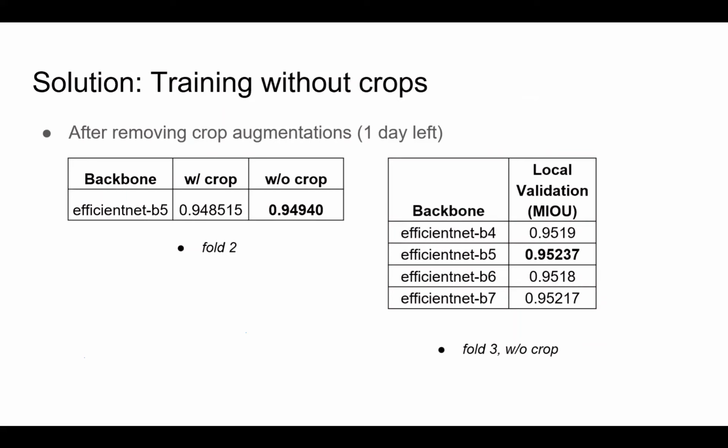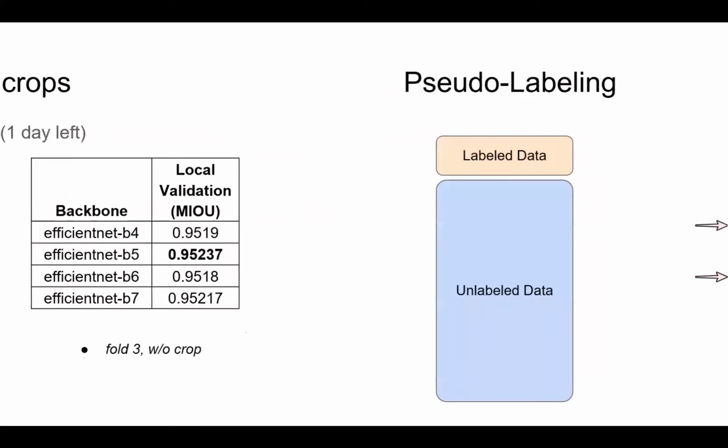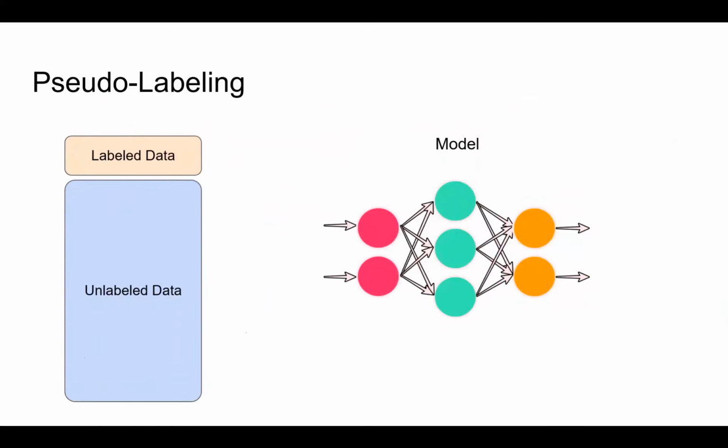Now my teammate Almaz will discuss strong techniques we used in this competition. One technique that came in handy in this challenge was pseudo-labeling. Pseudo-labeling is applicable when there is a lot of unlabeled data, and since 95% of the dataset was not annotated, we used this approach to boost our scores.